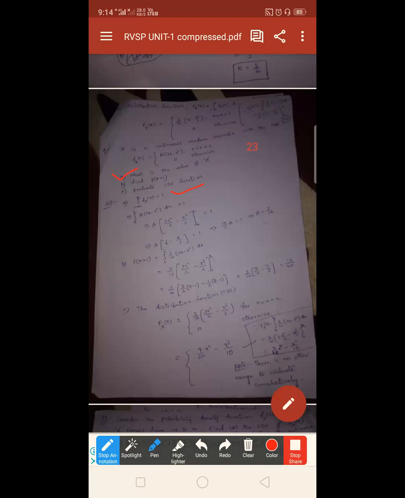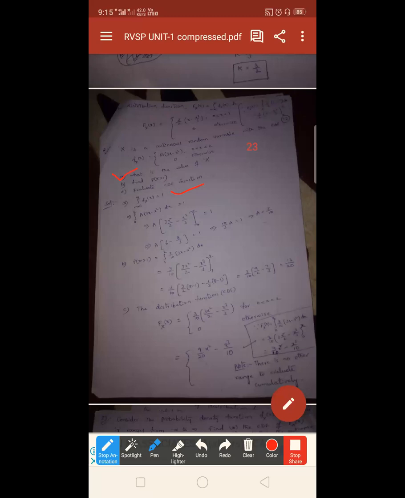So here, the second property is written: integral from minus infinity to infinity of small f_X of x is equal to 1. That is the property we have to use here to find the value of capital A. So consider that property.